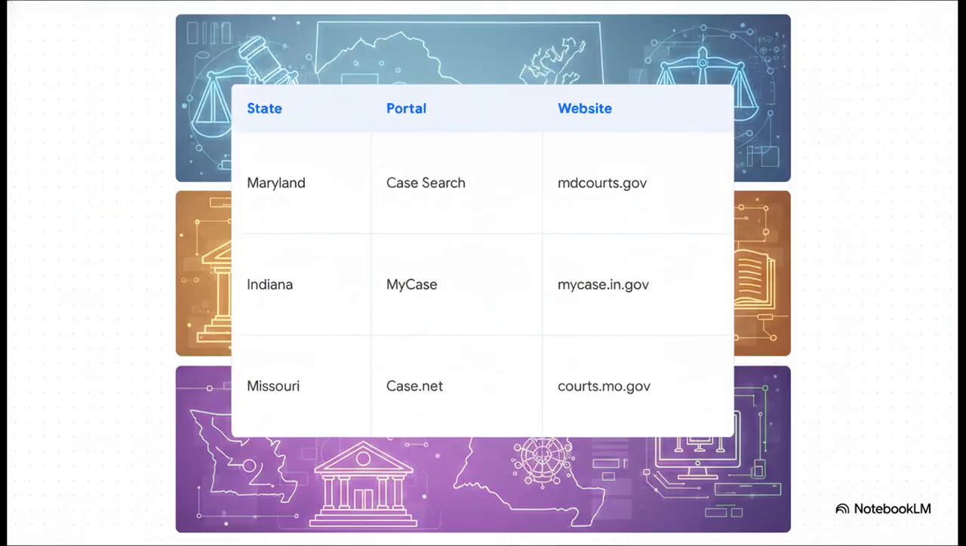Let's map out the primary free portals for some of the most populated Howard counties out there. If you're searching in Maryland, your destination is the Maryland Judiciary Case Search. Looking in Indiana, you need the My Case platform. And for Missouri, you'll be utilizing case.net. Oh, and a quick side note on Missouri, make sure you use the primary address for case.net because their old www2 legacy subdomain was permanently decommissioned. It's crazy to see how each state has completely branded and isolated its very own system.